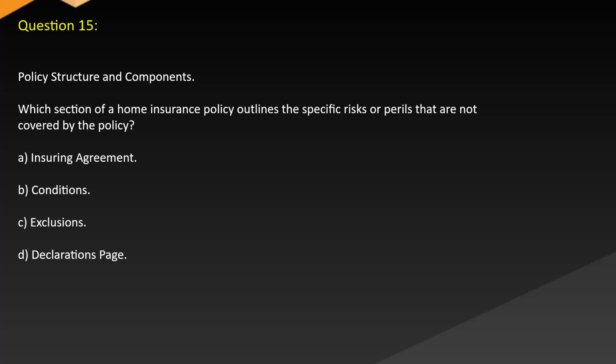Question 15. Policy structure and components. Which section of a home insurance policy outlines the specific risks or perils that are not covered by the policy? A. Insuring agreement. B. Conditions. C. Exclusions. D. Declarations page.